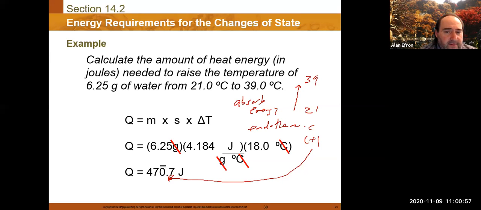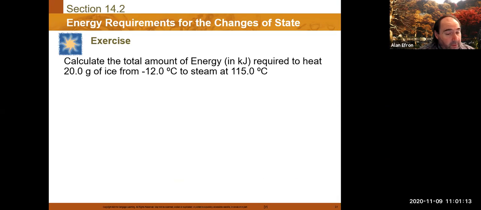Okay, so let's take a look at one where we're really taking a substance from one phase to another phase. So let's see how we would do that. Here, we want to calculate the total amount of energy that's required to heat 20.0 grams of ice from minus 12 to steam at 115.0 degrees Celsius.